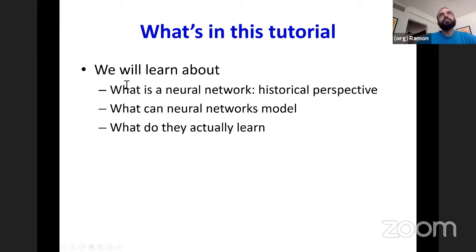This is going to be a longish tutorial, 3.5 hours, and we will do it in 3 parts. First, we will give you a historic perspective on neural networks. The second part will deal with what they can model. And the third part is going to deal with what they actually learn. I'm not going to get into the details of learning or the mathematics. If you're here expecting to see Greek and Latin, you won't see Greek and you won't see Latin.